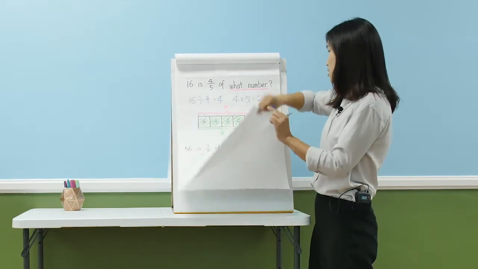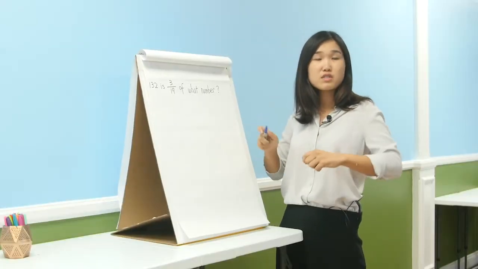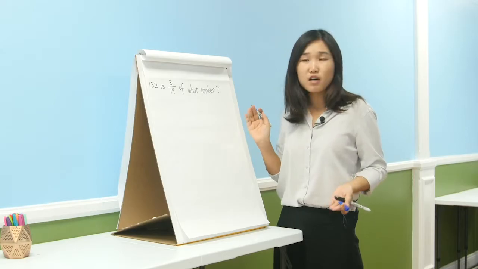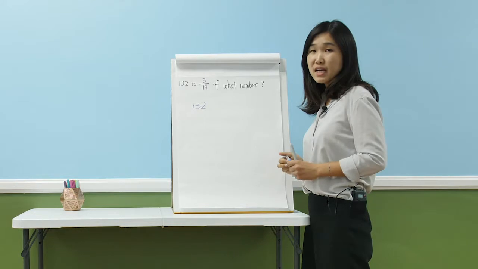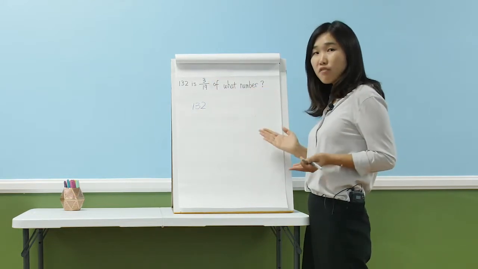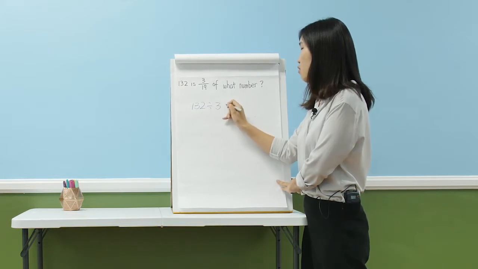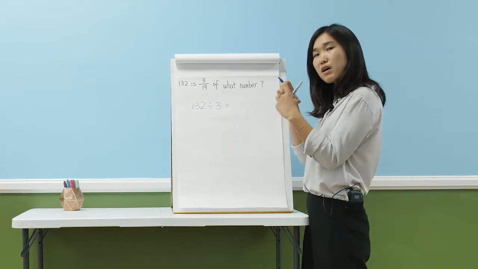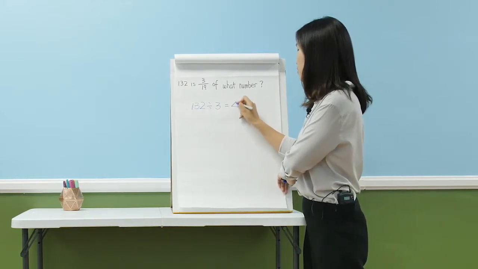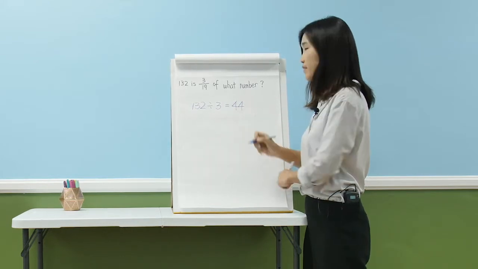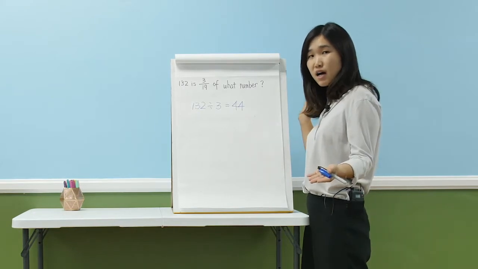So now, go back to this. What can we do? The student will tell you, oh, I remember, 132 represents 3 boxes of the number. What we do, divide them into 3. What we want to find is how much one box represents. The one box represents 44. And then now we know one box without drawing all the boxes out.